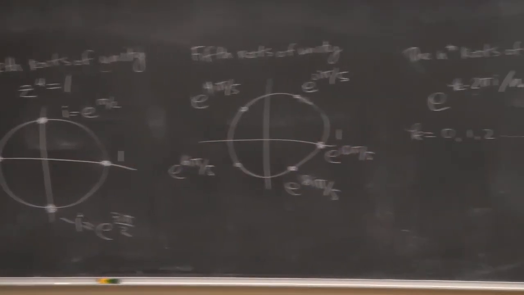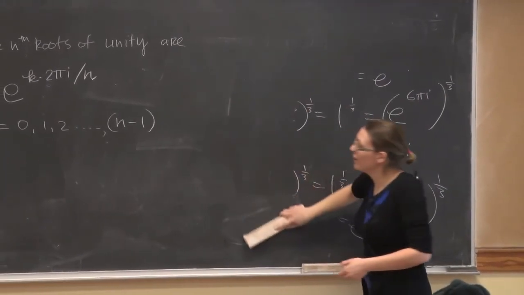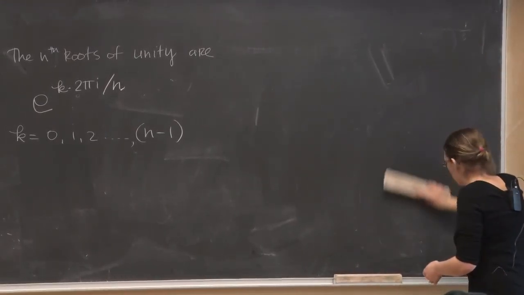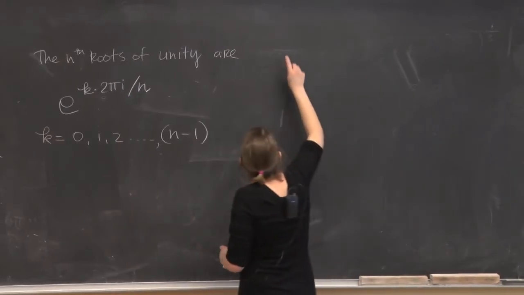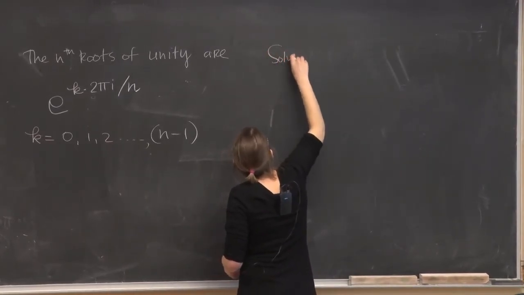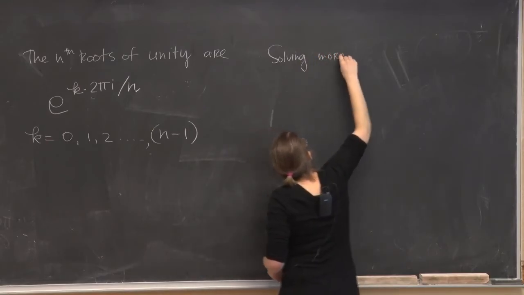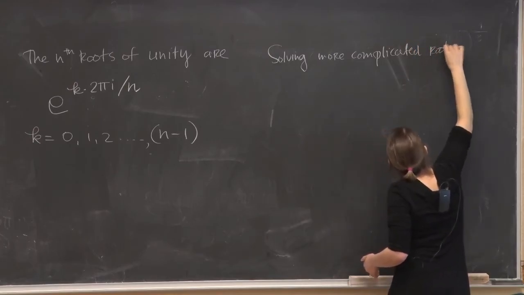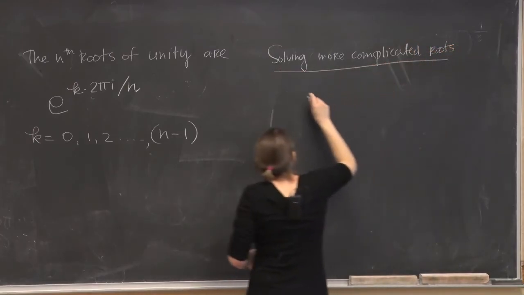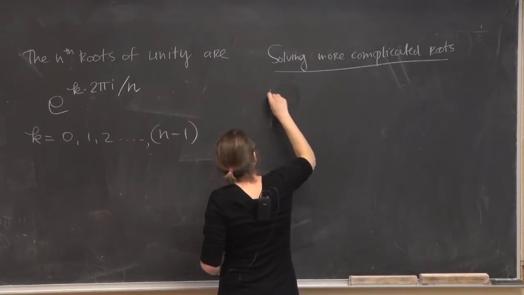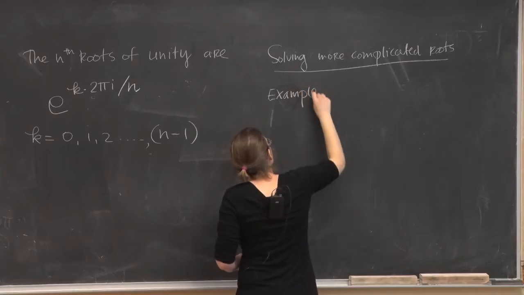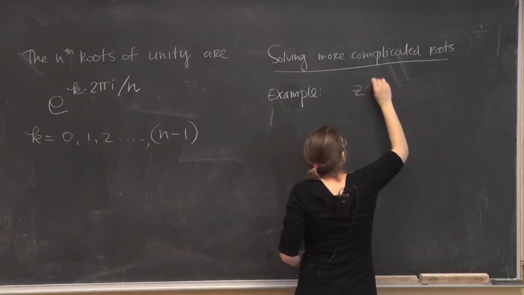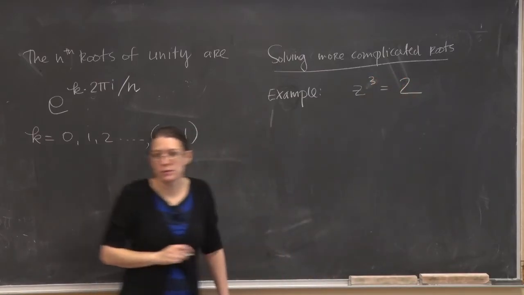Okay. So the next thing that we're going to do is use this to solve a slightly harder equation: solving more complicated roots. So say I want to solve, for example, z to the n is not 1, well, okay, maybe z cubed is 2 instead of 1.